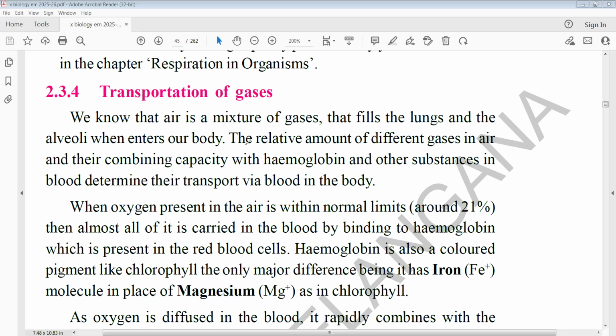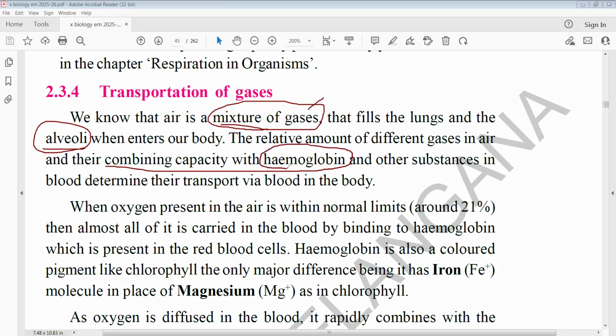So, transport of gases. We know that air is a mixture of gases which contain oxygen, carbon dioxide, nitrogen, and other gases. That fills the lungs, the alveoli. We know that alveoli are the structural and functional units of the lungs where the gases exchange. And it is important here: hemoglobin.